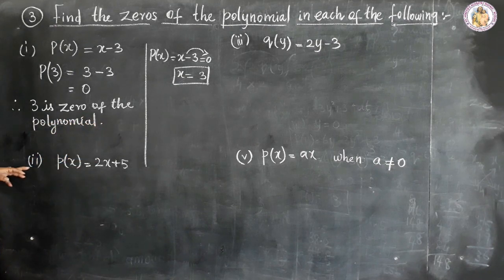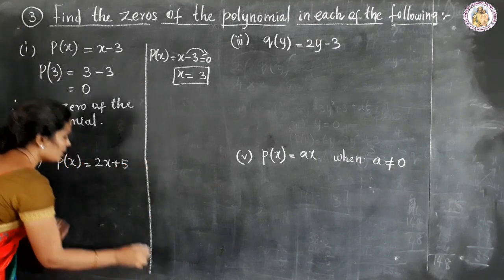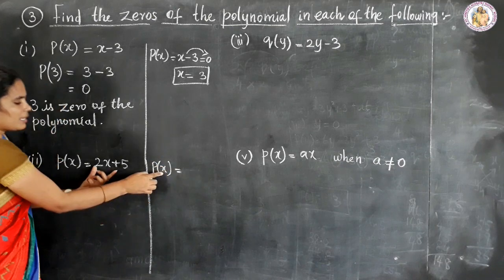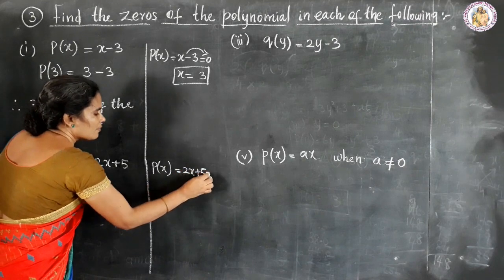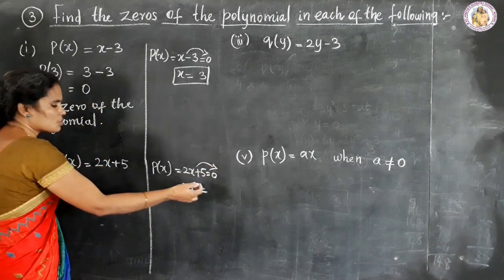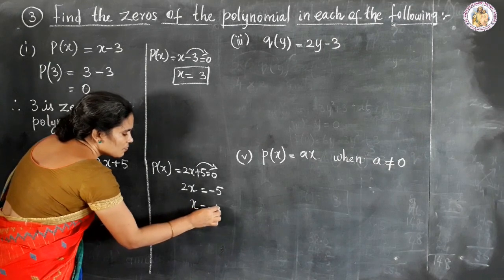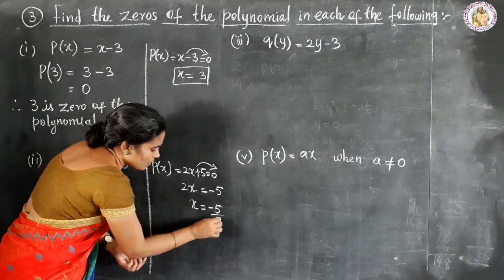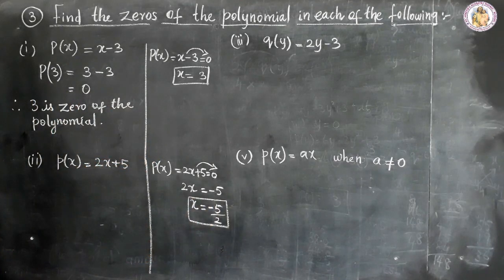Okay, next question number 2. p of x is equal to 2x plus 5. Very simple. Write the polynomial p of x so that you can find the value of x. So 2x plus 5 equal to 0. 2x plus 5, when it goes to right side it becomes minus 5. So x is equal to minus 5. Here we have 2 in multiplication. When it moves here it goes for division. So x is equal to minus 5 by 2.